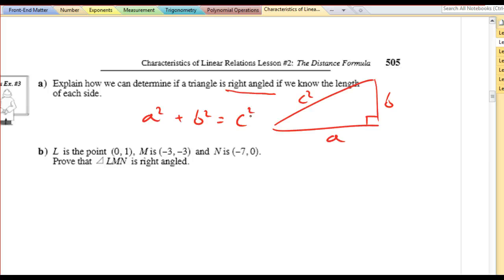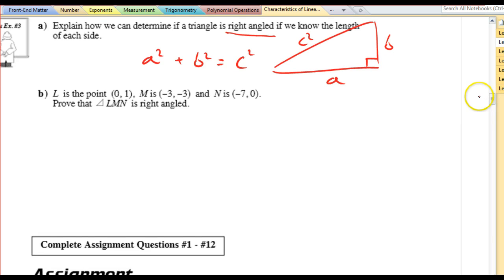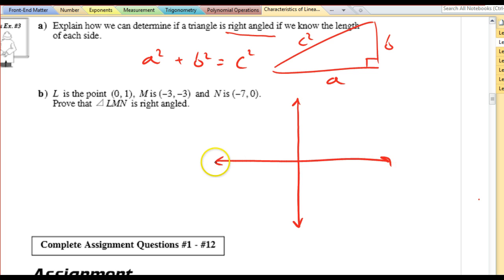So L is a point 0, 1. M is -3, -3, and N is -7, 0. Prove that this triangle is a right angled triangle. Okay, let me go ahead and draw this one out. I'm going to try and be a little bit neat here for this diagram. So let me plot all these.